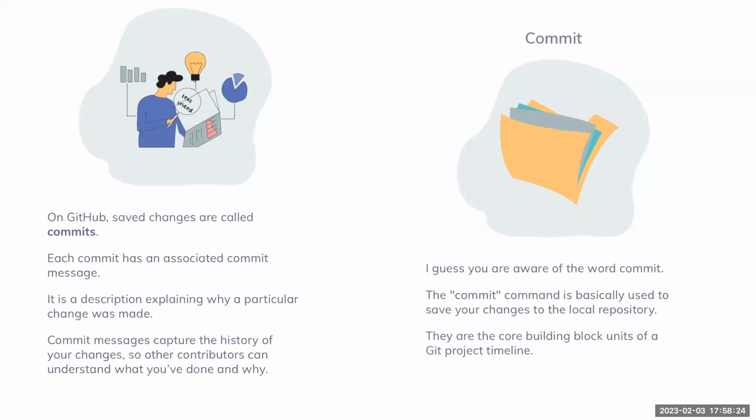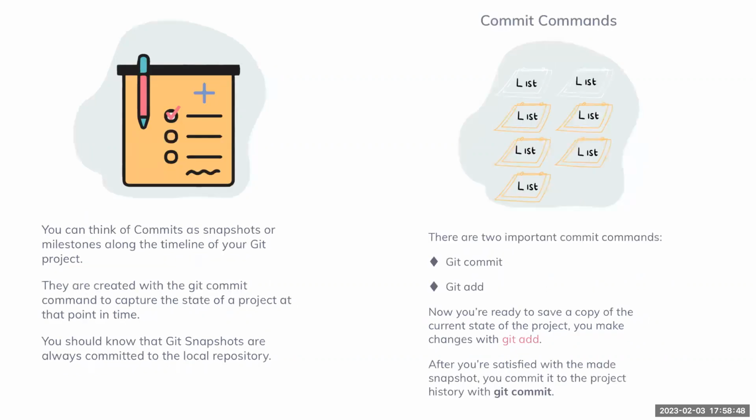I guess you are aware of the word commit. The commit command is basically used to save your changes to the local repository. Commits are the core building block units of a Git project timeline. You completed your coding, and you can think of commits as snapshots or milestones along the timeline of your Git project.